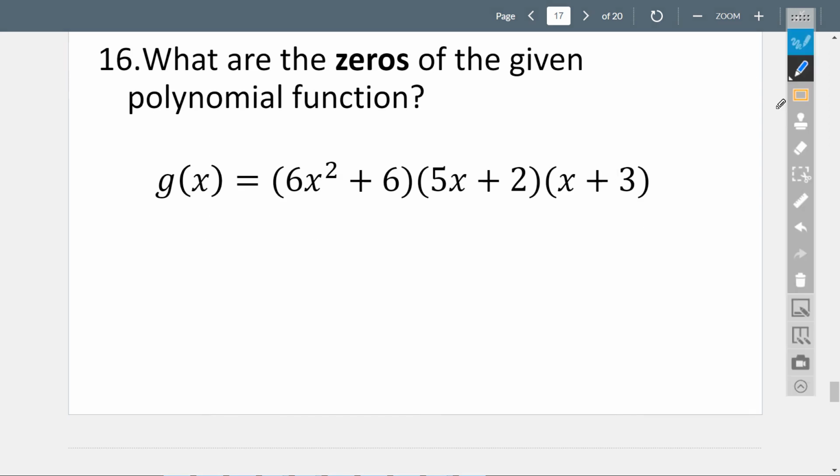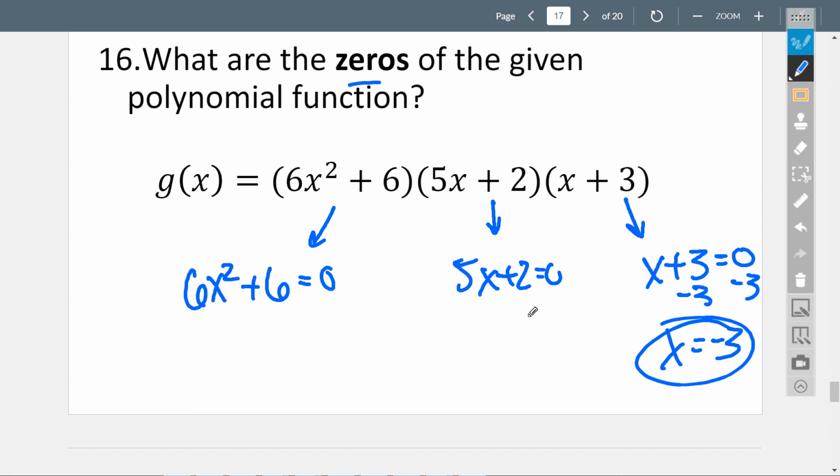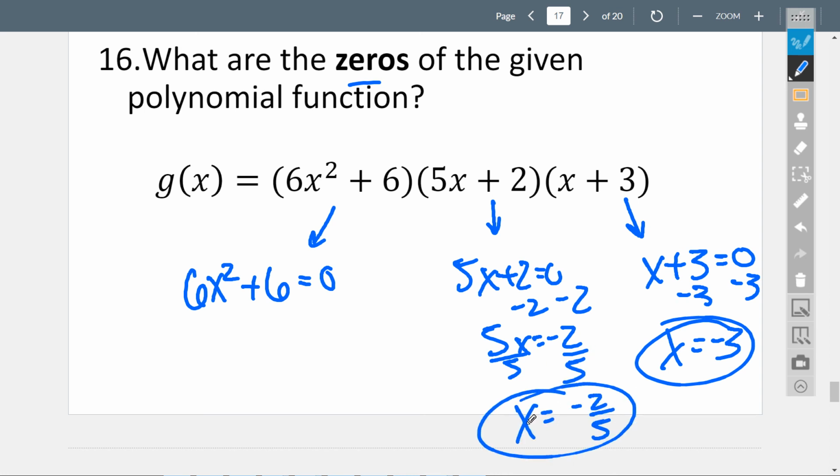What are the zeros here? Okay, so the zeros would just be setting each of the individual factors equal to 0 and solving. So 6x squared plus 6 equals 0, 5x plus 2 equals 0, and x plus 3 equals 0. Well, this one's relatively easy. We get x equals negative 3. That's one of our zeros. Subtract 2, 5x equals negative 2, divide by 5. So our other 0 is negative 2 over 5.